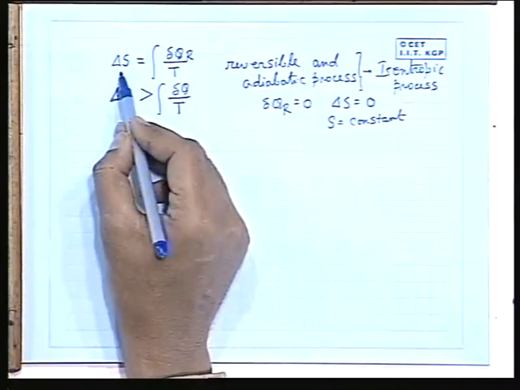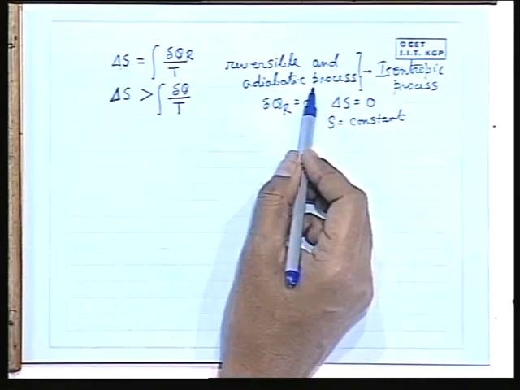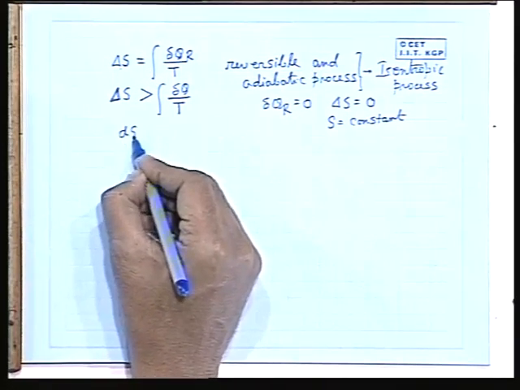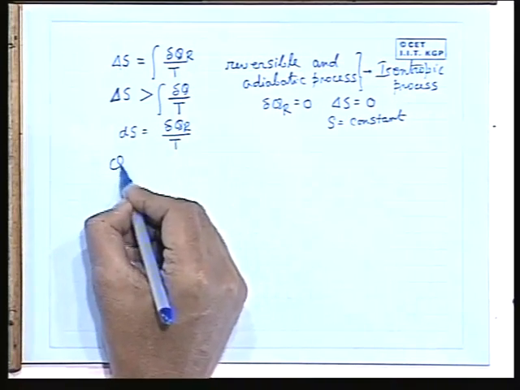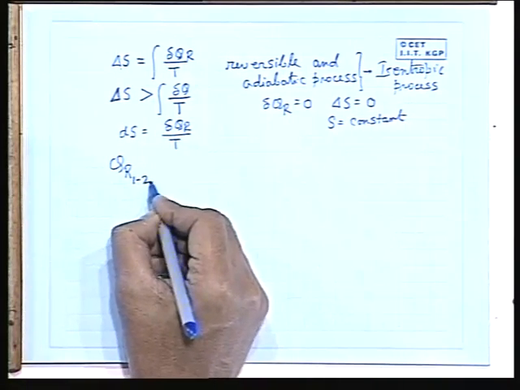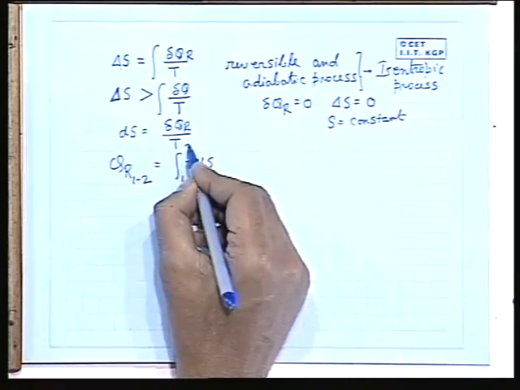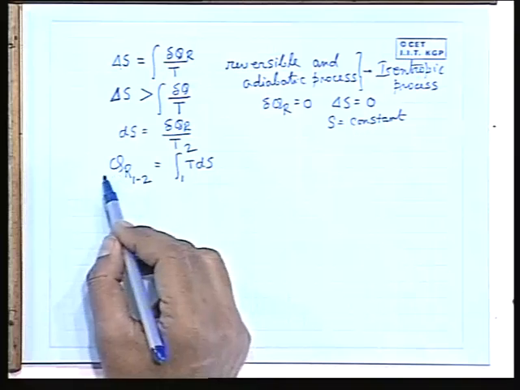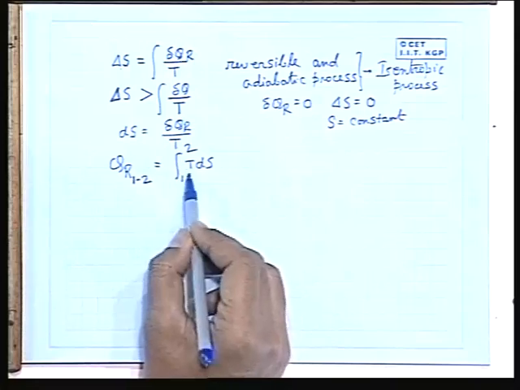But for any reversible process with heat transfer, that means any reversible non-adiabatic or diabatic process, delta S is delta Q R by T. We can write this in differential form as dS is delta Q R by T. If we integrate this, the heat added or rejected in a reversible process connecting the states 1 to 2 is the integral of TdS from 1 to 2.